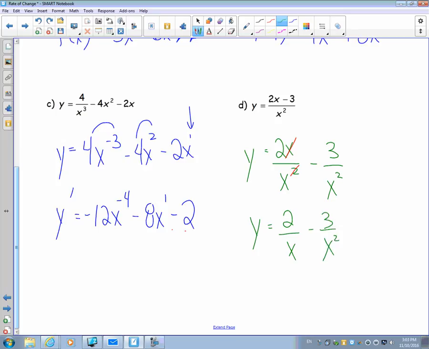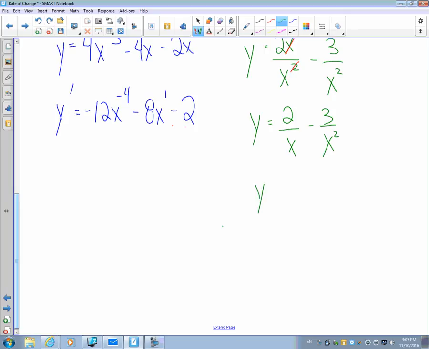Why would I do that? Well, made it a little bit easier, a little bit smaller. And now I notice that I've only got letters on the bottom. I can bring letters to the top by making the exponents negative. I now have a function I can take a derivative of. What's my derivative? Negative 1 times 2 is negative 2x to the negative 2. Subtract 1 from my exponent. Careful here, negative times a negative, positive 6x to the power of negative 3.